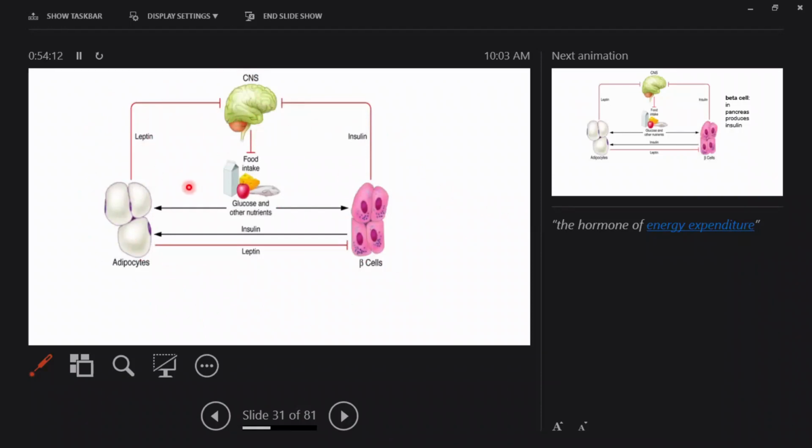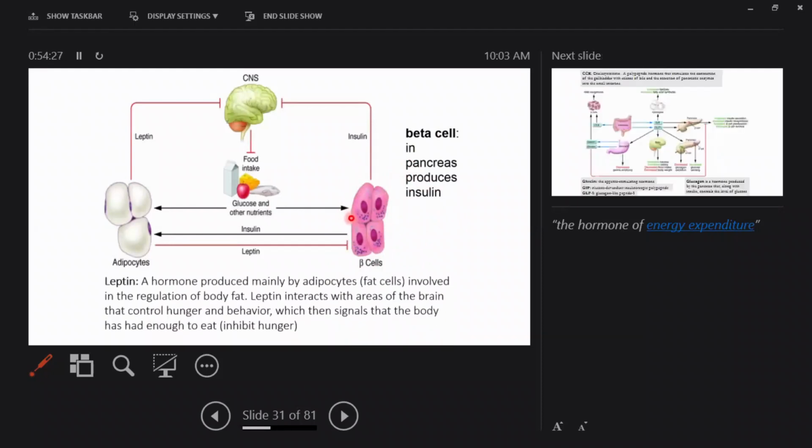So this is how the flow works to maintain the glucose level in our body. The hormone of energy expenditure. We know that beta cells in the pancreas produce insulin, right? Beta cells produce insulin. Leptin, here on the left-hand side, is a hormone produced mainly by adipocytes. Adipocytes are fat cells. Fat cells produce leptin. This leptin is involved in the regulation of body fat.